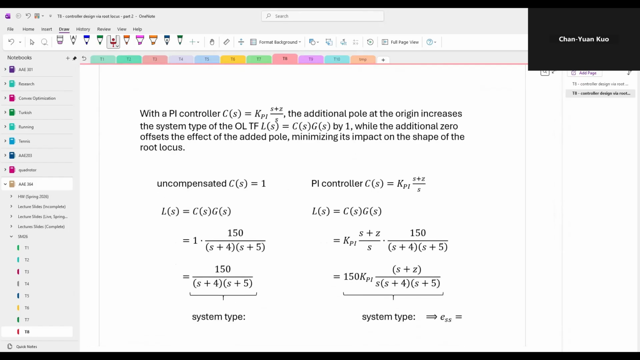With a PI controller, we can introduce a pole at the origin and a nearby zero into the open loop transfer function. And notice that the pole at the origin increases the system type by 1, and thus allows us to eliminate the steady state error.